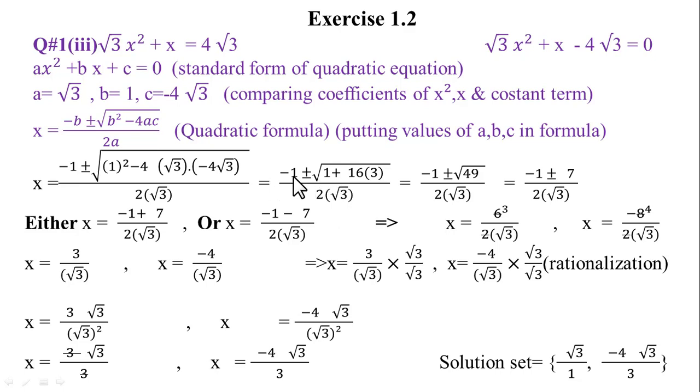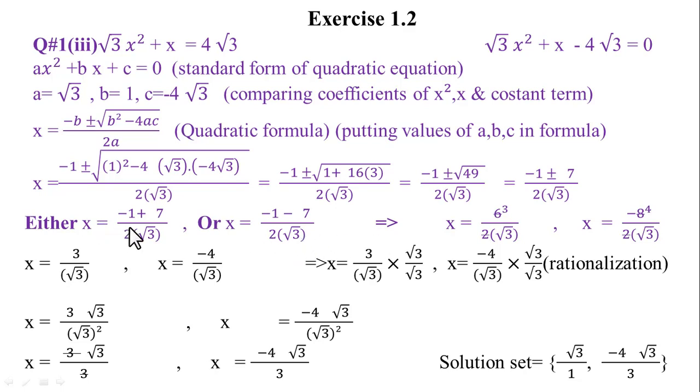Now solving this equation, x is equal to minus 1 plus minus square root of 1 plus 16 threes are 48. 48 plus 1 is 49. So x is equal to minus 1 plus minus square root of 49, divided by 2 square root of 3. The square root of 49 is 7, so x is equal to minus 1 plus minus 7 divided by 2 multiplied by square root of 3. Now either x is equal to minus 1 plus 7 divided by 2 into square root of 3, or x is equal to minus 1 minus 7 upon 2 into square root of 3.